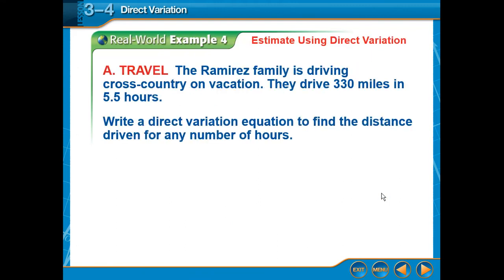Okay, the Ramirez family is driving cross country on vacation. They drive 330 miles in 5.5 hours. Write a direct variation equation to find the distance driven for any number of hours. So direct variation equation, whenever you see that, you should be thinking y equals kx. Okay, so the number of miles depends on how many hours. So this we're going to think of as our x, and this we're going to think of as y. So x is the independent variable, and y is the dependent.